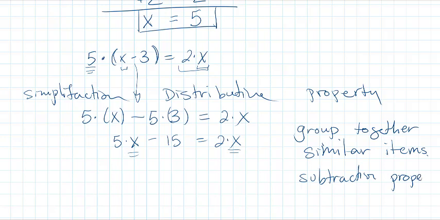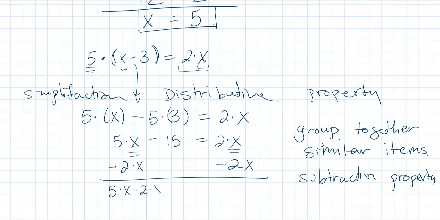To do that, we will subtract 2 times x from both sides of this equation. So what do we get? 5x minus 2x. And I'll write that out fully because I know that this might be the most confusing part of this whole example. Minus 15 here equals 2 times x minus 2 times x. Okay, now what do we do?